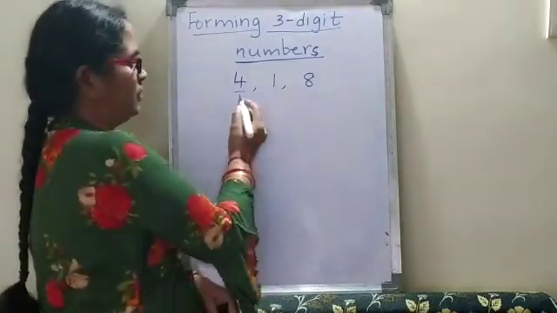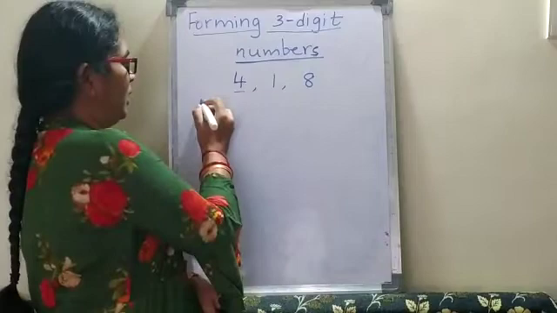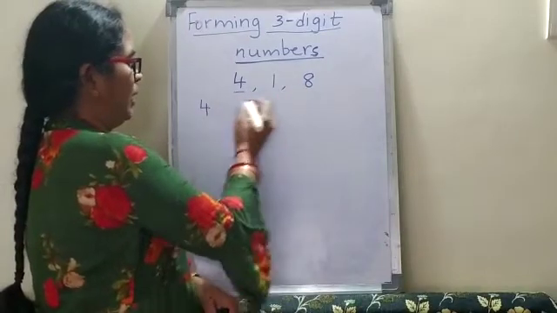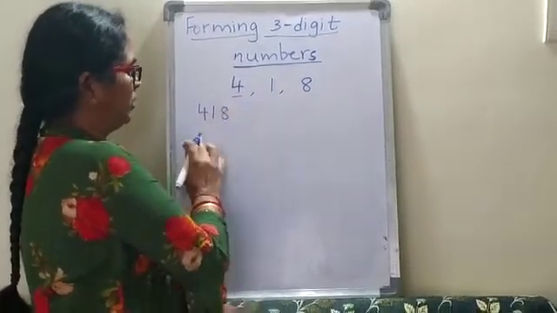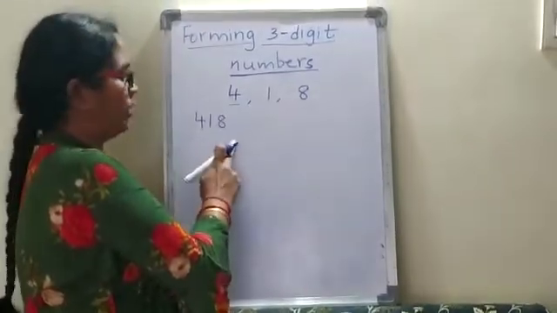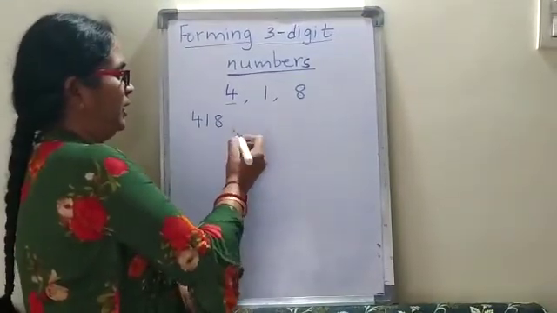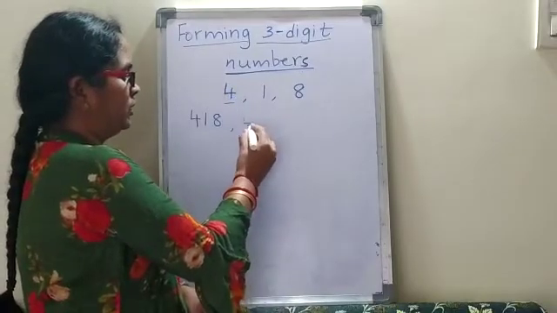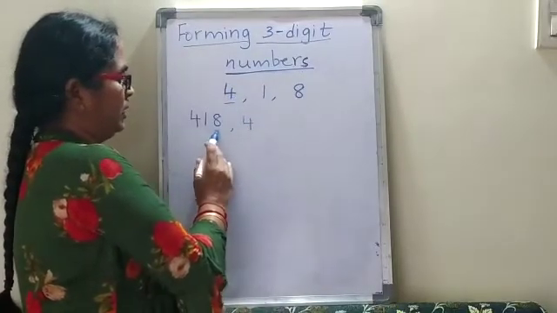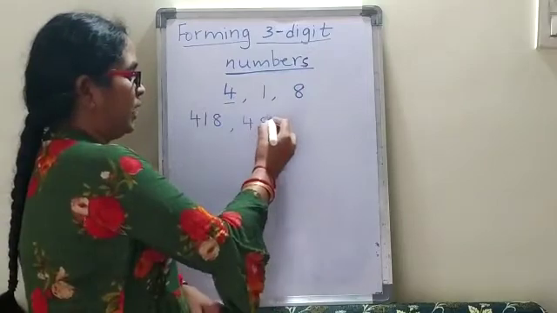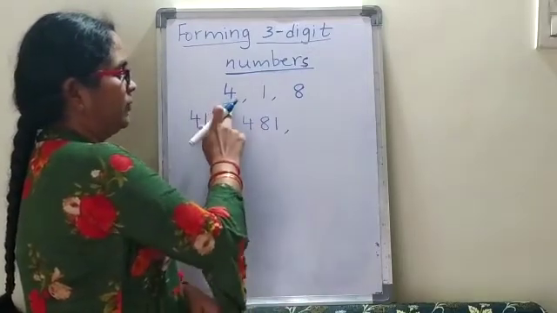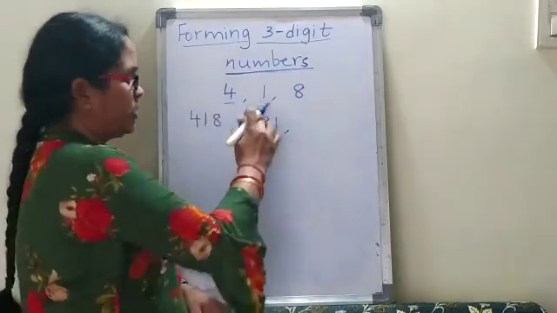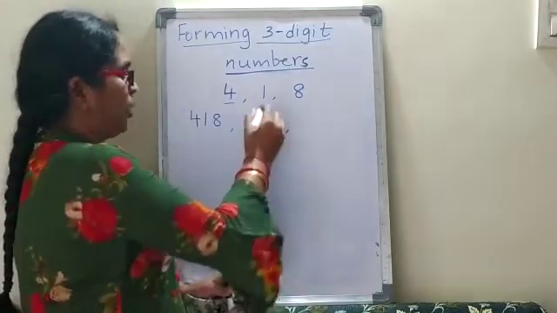So let us take the first number, that is 4, and write 1, 8 beside it. So you got one 3-digit number, 418. Then one more number you can form, starting again with 4. Again write, you can interchange these two numbers, 481. Now again with 4 you can't make any 3-digit numbers, so go to the next number, that is 1.